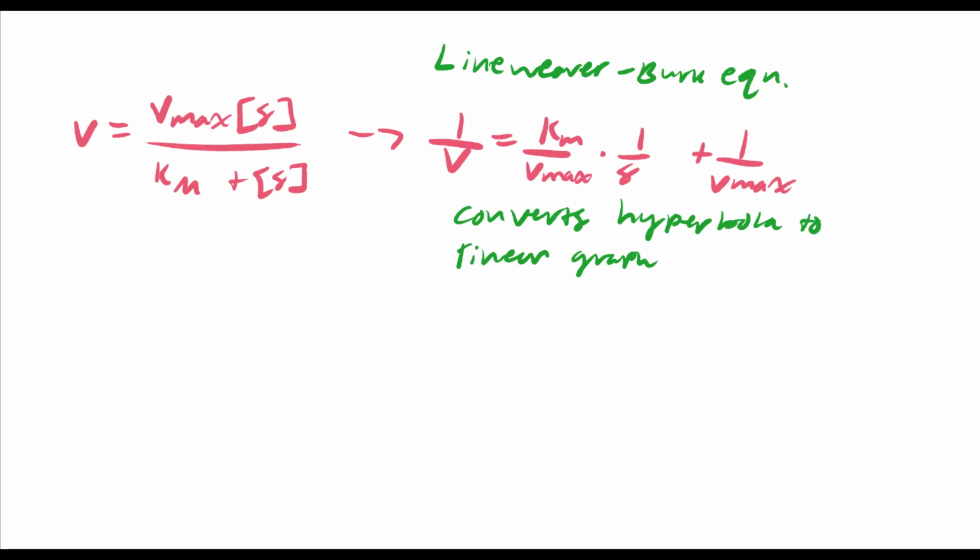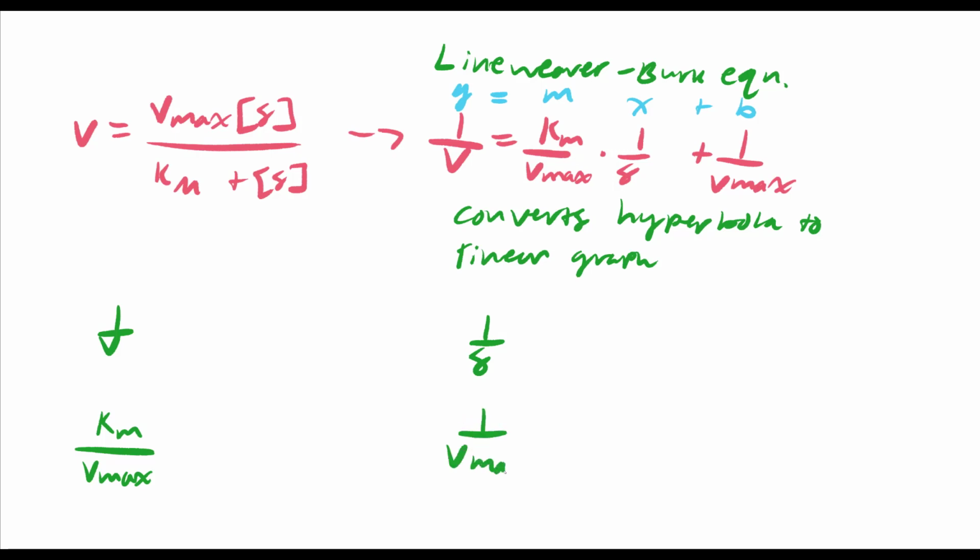Now you're probably seeing something very familiar. Probably not. But look, this is y is equal to mx plus b. So isn't that kind of weird, right? So now you have this equation right here. We have that 1 over V, and we have Km over Vmax, and then we have 1 over S. Phenomenal. I love that. And then we also have 1 over Vmax.